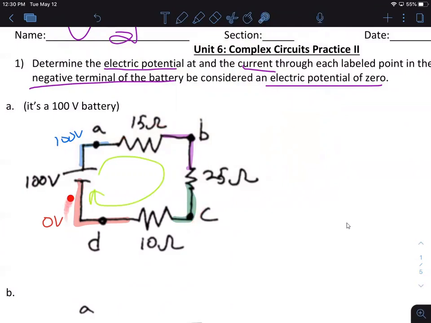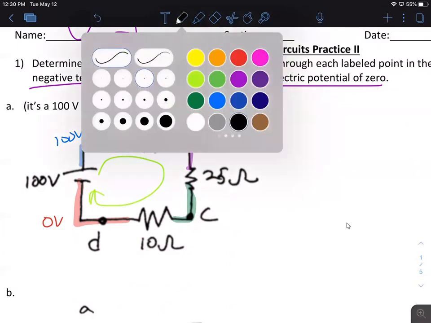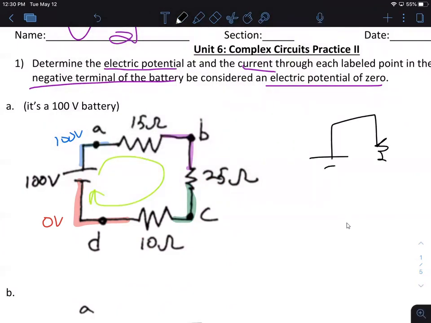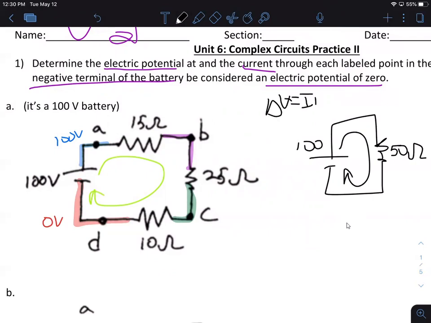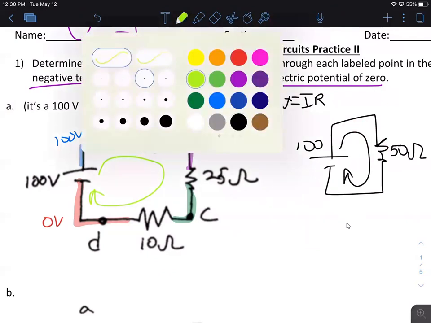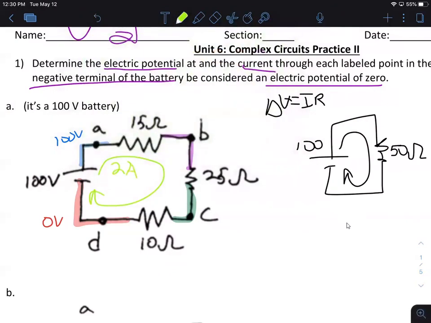In this case, we have a series circuit, so we can do equivalent resistance. These three are in series, so together it's like 15 plus 25 plus 10. It's a resistance of 50. So I can pretend this is 50, this is 100. Well, that means a current, Ohm's law, delta V equals IR. This is going to be a current of 2, because 100 divided by 50, 2 amps.